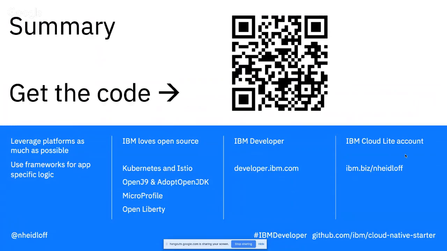Second point, IBM loves open source. I love open source. All the core components of this example are available as open source. And I also told you that IBM has done a lot of good things for open source recently, a lot of great contributions like OpenJ9, Adopt OpenJDK. We were part of Open Liberty, and we are part of the Cloud Native Computing Foundation. Istio is basically, the original idea of Istio came from IBM Research. So there's many things that we are doing around open source.